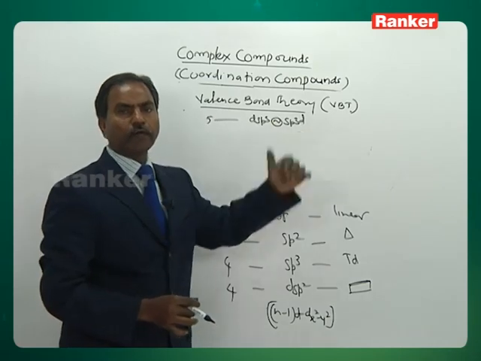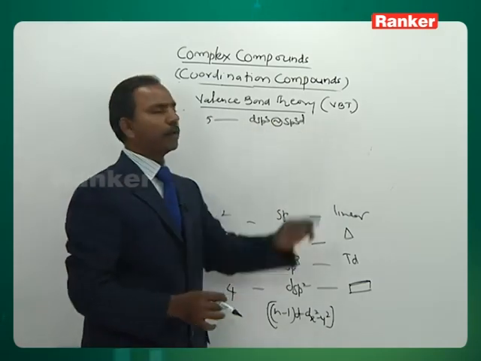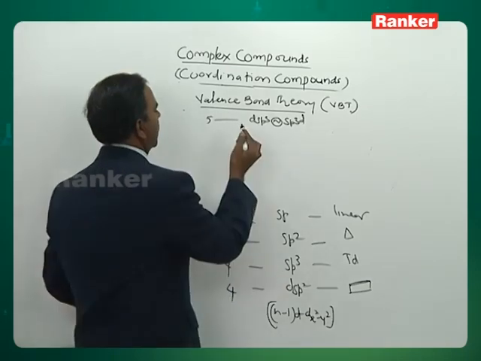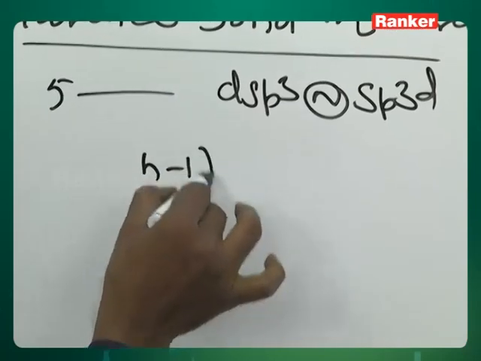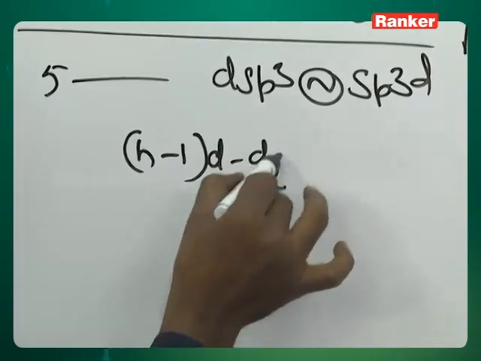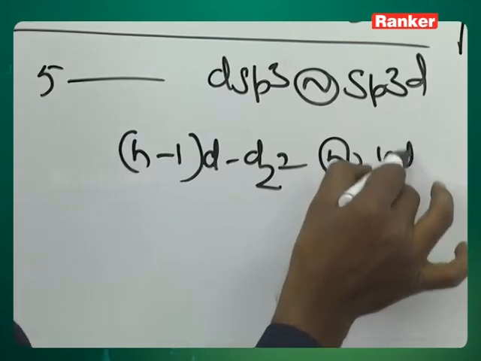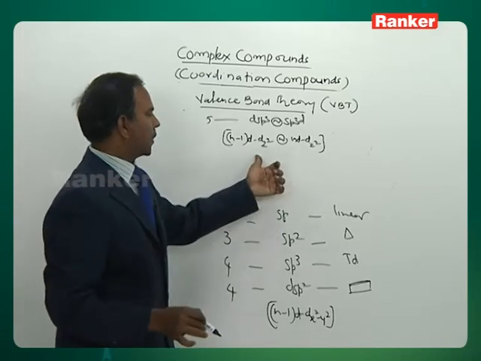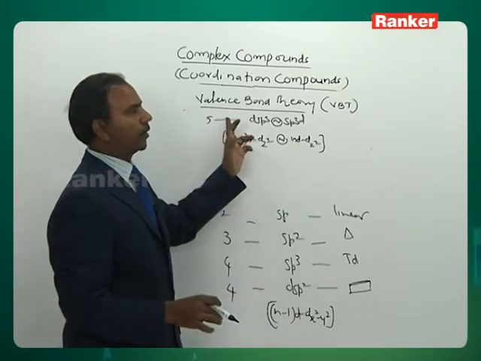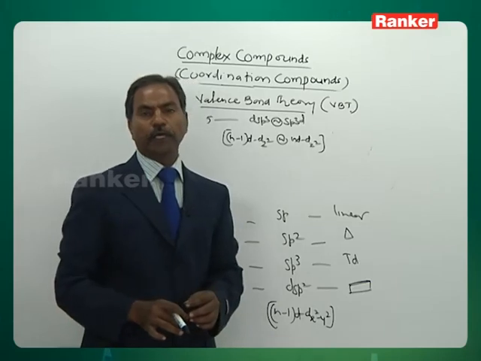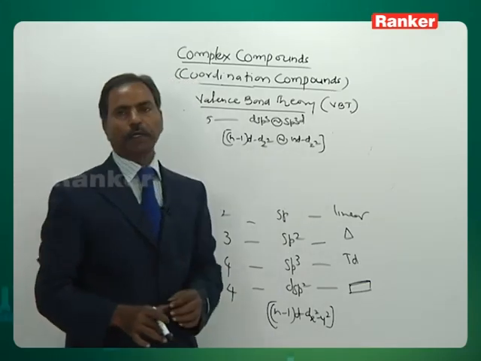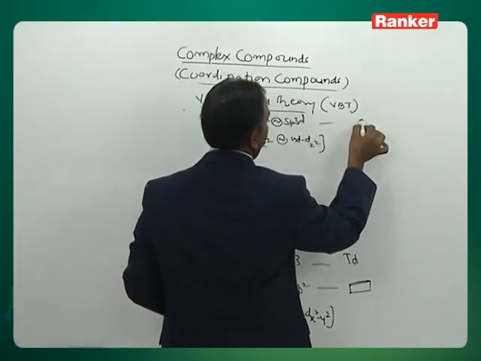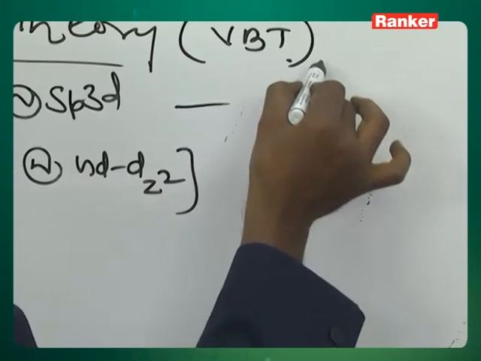And again, out of 5 d orbitals, what is the d orbital participating in this particular hybridization also? Either it may be inner (n minus 1)d, this will be dz square, or outer nd, this will be dz square. This particular dz square orbital is involved, either you take dsp3 or sp3d. Come on, say about the possible geometry, it is what? Trigonal bipyramid geometry.